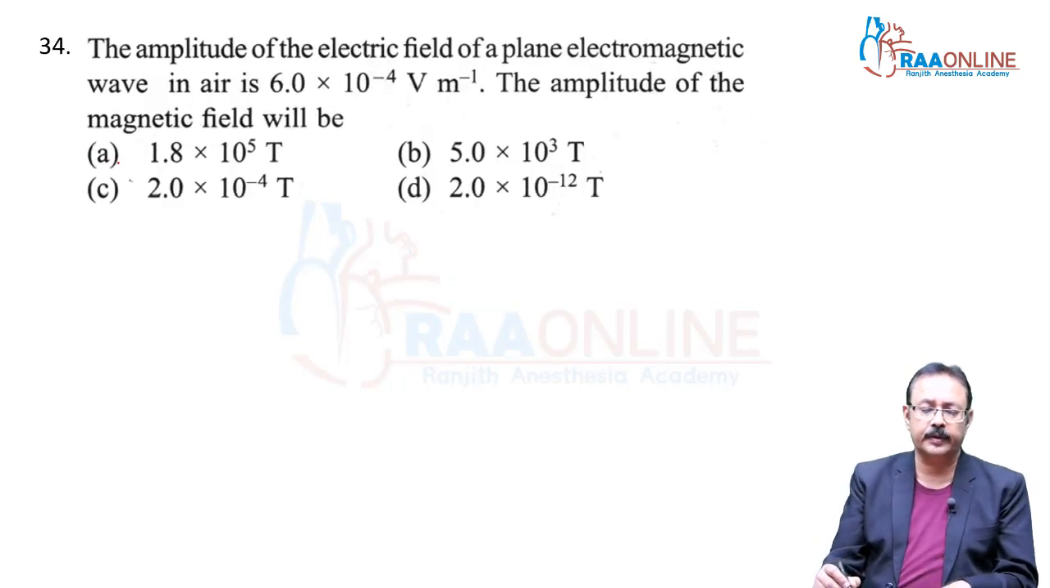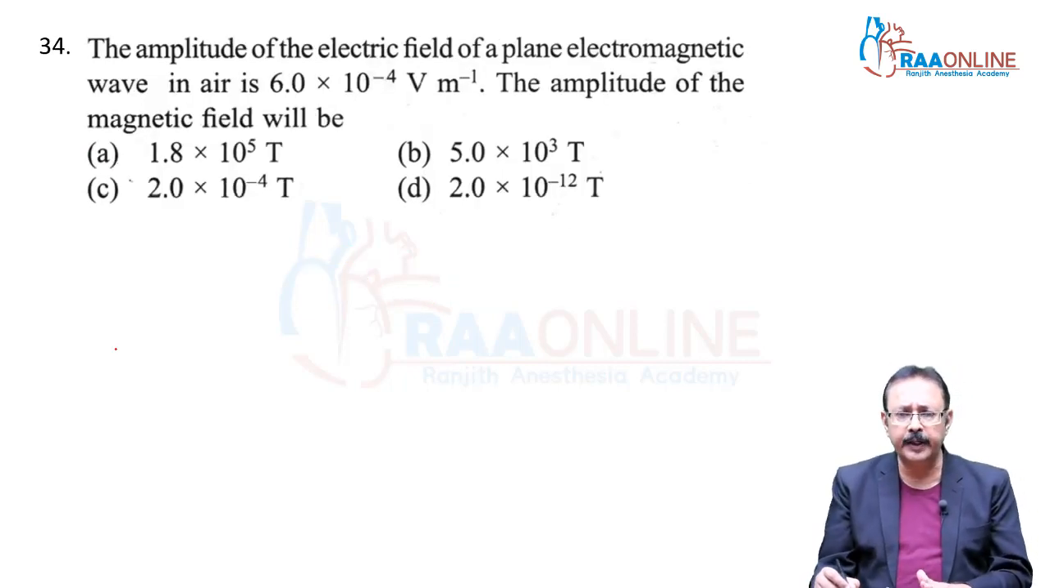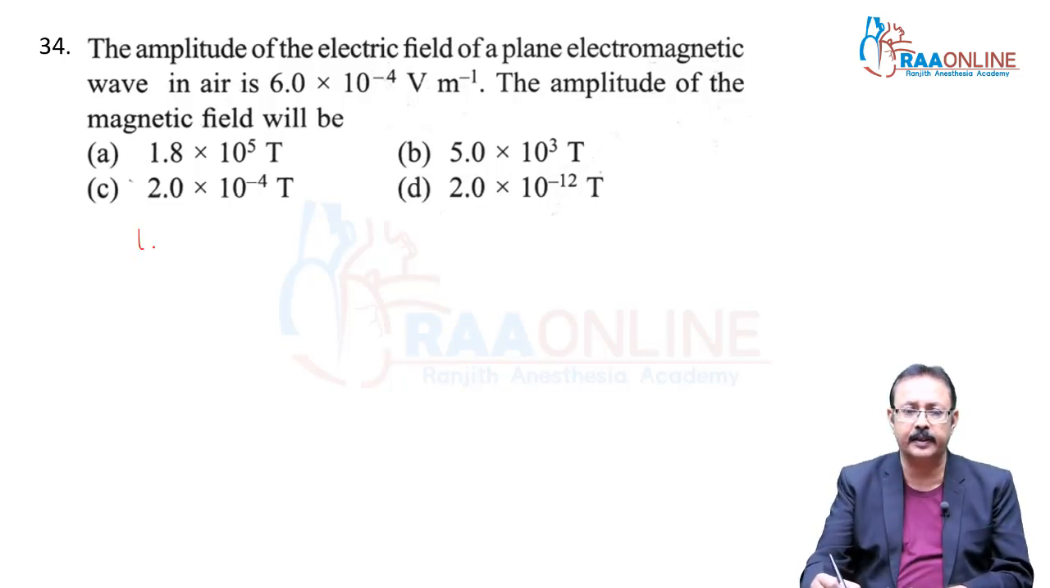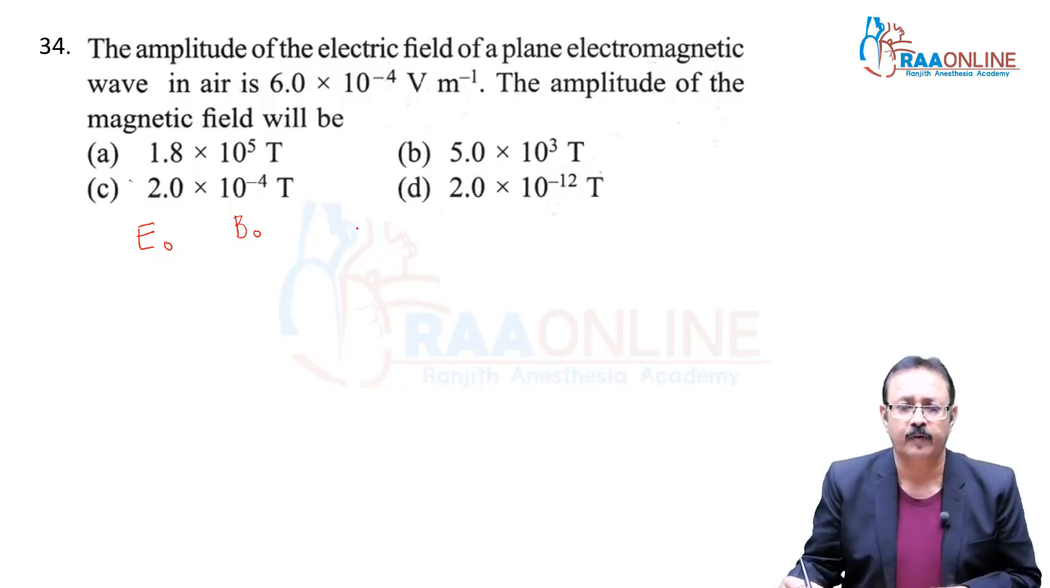Next, 34th. The amplitude of the electric field of a plane electromagnetic wave in air is given, means E naught is given. We want to calculate B naught. Just as we have discussed in one problem, what is the relation between speed of light and E naught, B naught? C is equal to E naught by B naught. So B naught should be equal to E naught by C.